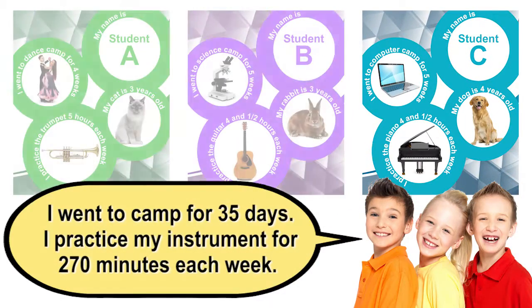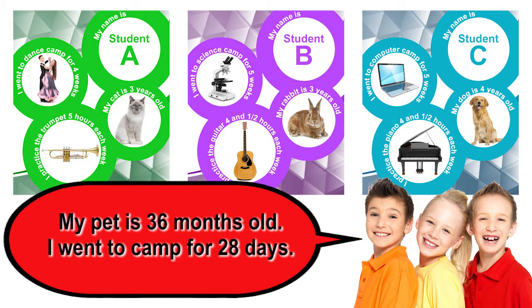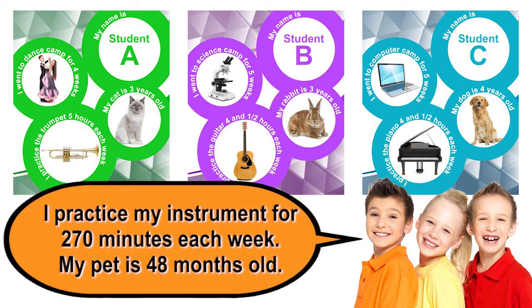Polly said, I went to camp for 35 days and I practice my instrument for 270 minutes each week. Seth's clue is, my pet is 36 months old and I went to camp for 28 days. Casey's clue is, I practice my instrument for 270 minutes each week and my pet is 48 months old.